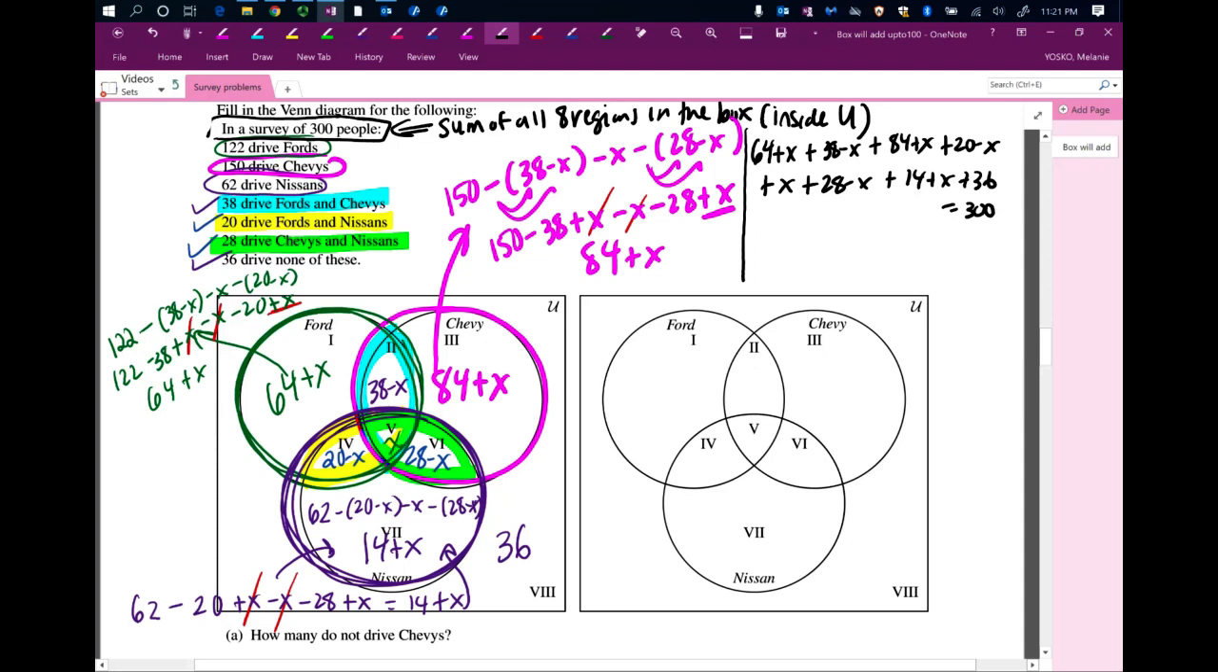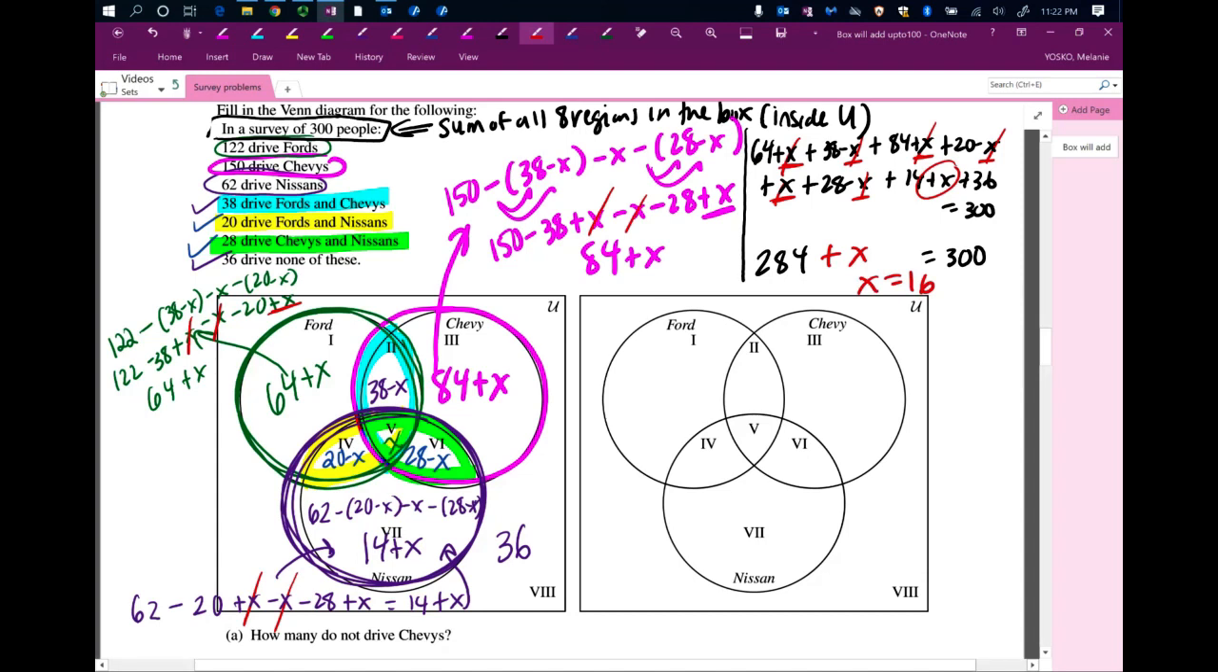We're going to add up all of the numbers on the left. So it looks like we have 64 plus 38 plus 84 plus 20 plus 28 plus 14 plus 36. So it looks like we have 284 on the left-hand side. Now let's look at the x's. We have a plus x and a minus x. These guys are going to cancel. We have a plus x and a minus x. These guys are going to cancel. A plus x and a minus x, those are going to cancel. We just have one x that remains. So 284 plus x equals 300. So do 300 minus 284. We see that x equals 16.